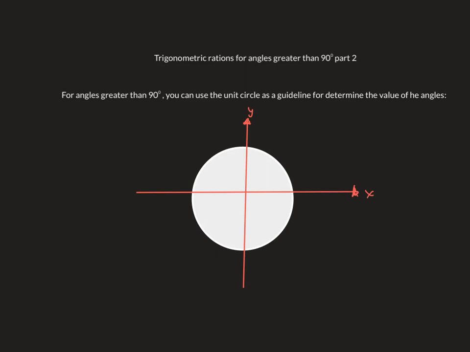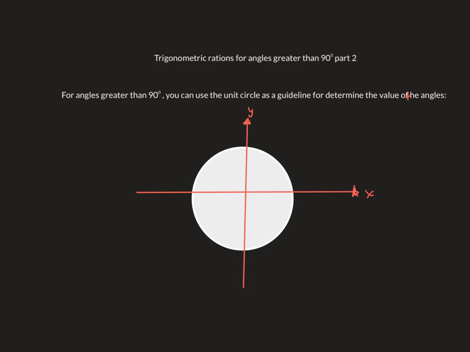So, in part 2 of this lesson, we're going to be starting now to talk about angles that are greater than 90 degrees. Okay, so for angles greater than 90 degrees, you can actually use the unit circle as a guideline to determine the value of the angles. So notice myself a typo there, the angles.